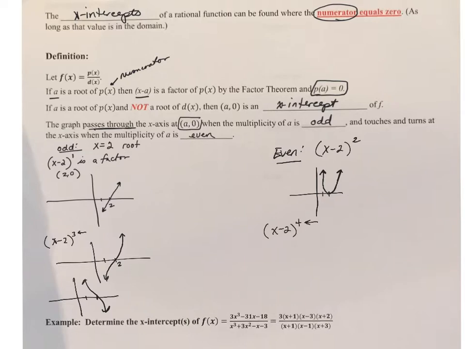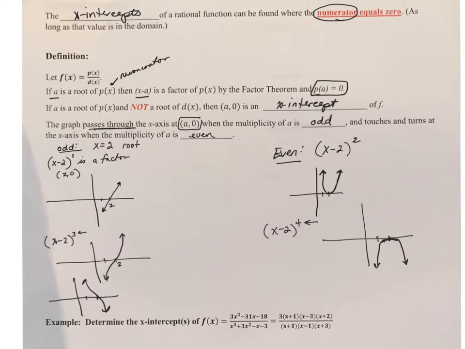So again, an even multiplicity. Maybe we'll make this one go down this time, okay? And this one's going to look different because it's going to flatten out around the root. So as the multiplicity increases, it gets flatter around the root. Smaller multiplicities would behave more like a quadratic around the root.